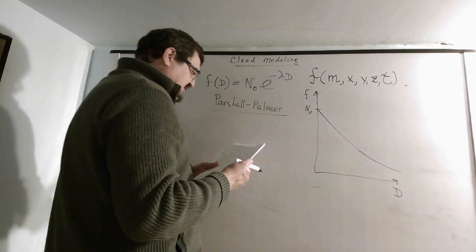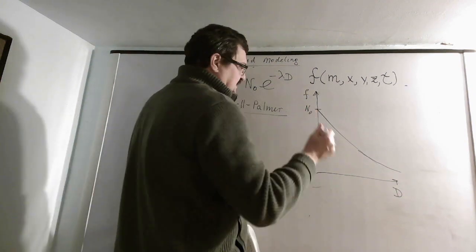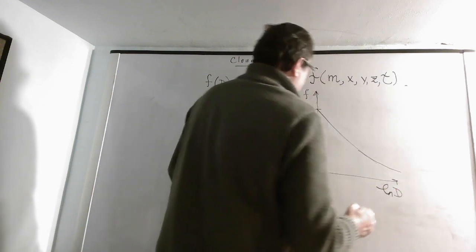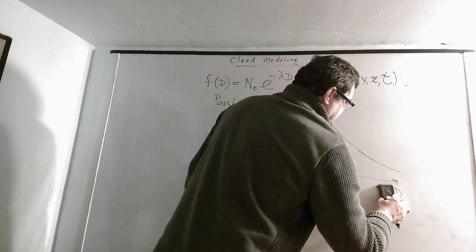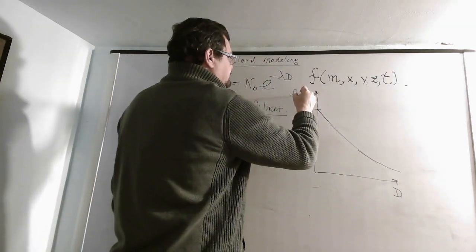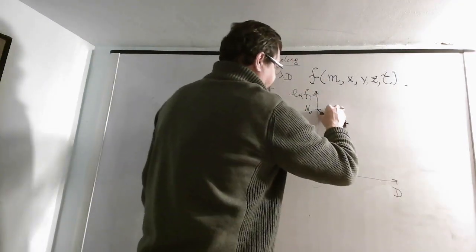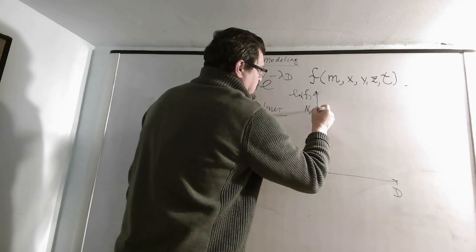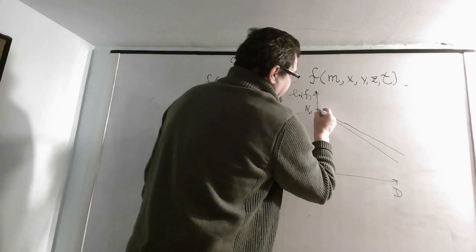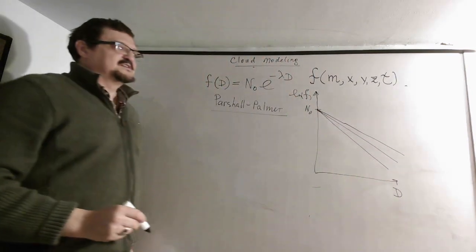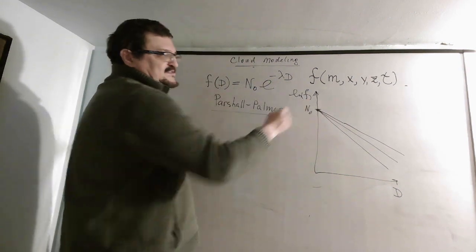So if you plot it, you take a log, not of d, a log of f, then it's going to be a linear function. So it would be something like that. And they measured from various cases for various rain rates. And they noticed this interesting thing. These distributions all intercepted at about the same n naught.